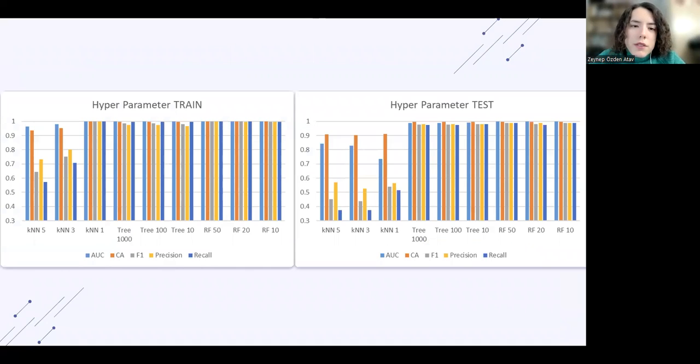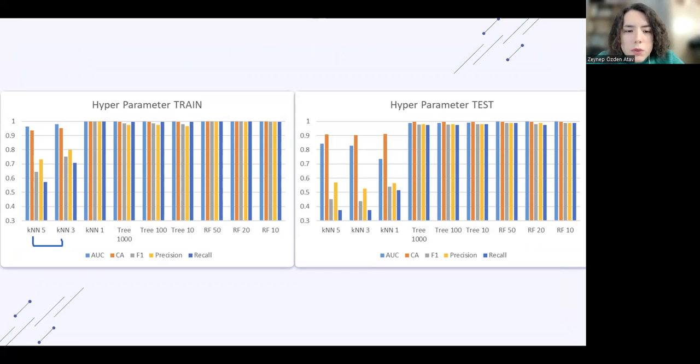And over here, since it's harder to see the parameters, we decided to make this into a bar chart to visualize them better. And as you can see over here, the KNN5 and 3 are really low in comparison to the rest of them.